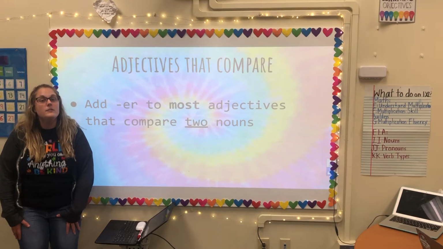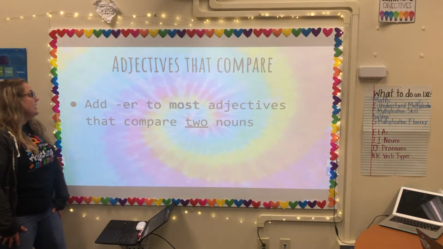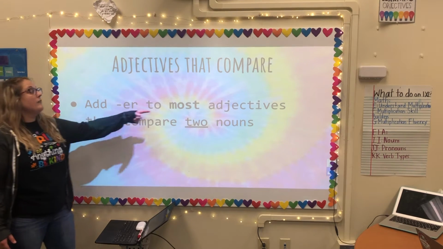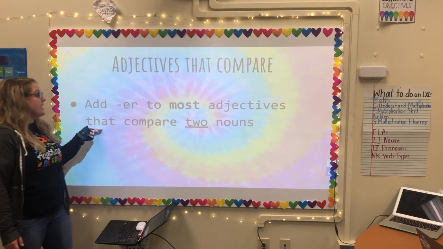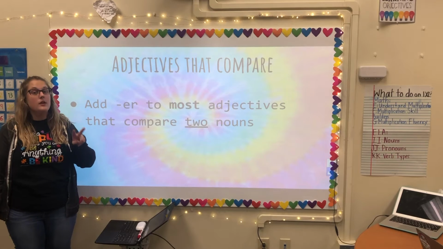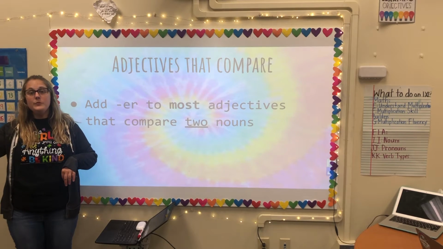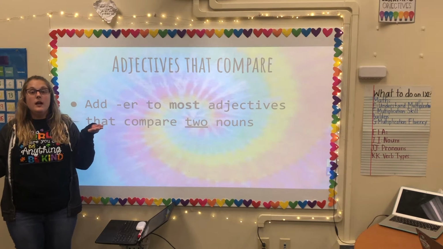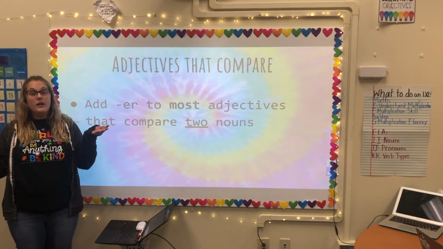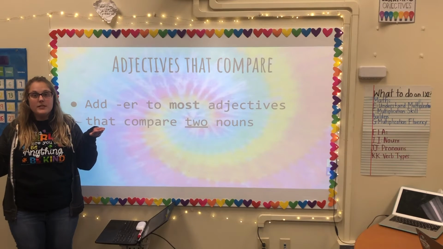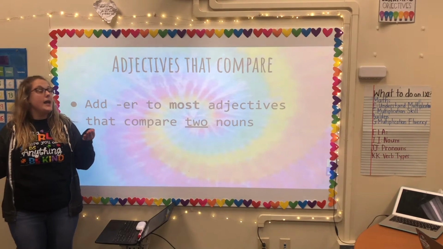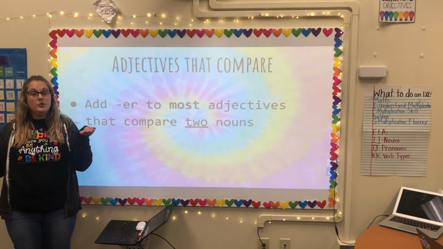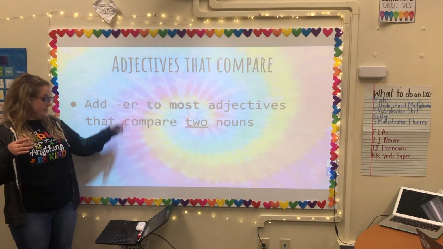The first rule to using adjectives that compare is that you add ER to the end of most adjectives that compare two nouns. For example, if you take me, you take my brother, we are two people. And let's use the adjective old. So you wouldn't say I am old than my brother. You would say I am older than my brother. So you just added that ER to the end.